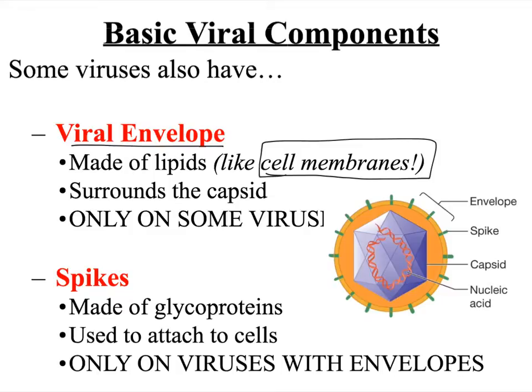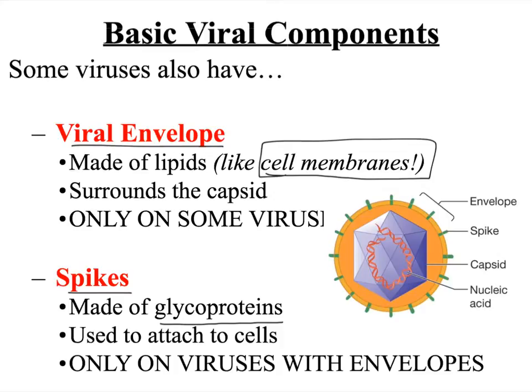The other thing that you'll find on some viruses is what we call spikes. Sometimes you'll see it listed as a glycoprotein or a receptor, but it's these little spiky things that come out of the outside of the envelope. They're used to attach onto cells when the virus is trying to infect a cell. And you're only going to find those spikes on viruses that have envelopes, because they're surrounding the outside of the envelope here.